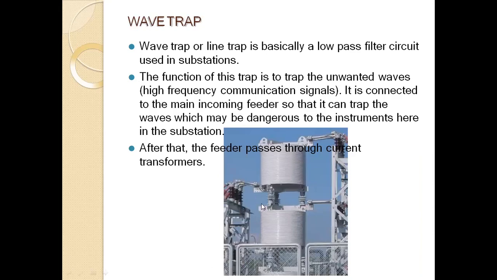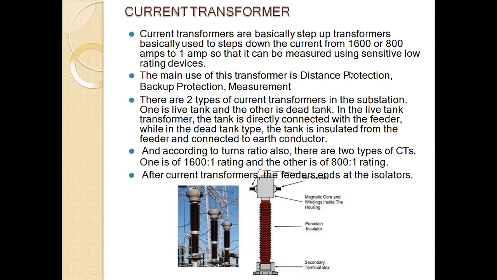Circuit diagram of wave trap. Wave trap is a line trap, basically a low pass filter circuit used in substations. The function of this trap is to trap the unwanted waves, high frequency communication signals. It is connected to the main incoming cables so that it can trap the waves which may be dangerous to the instrumentation in the substation. After that, the feeder passes through the current transformer. This is the wave trap. The next one is the current transformer.